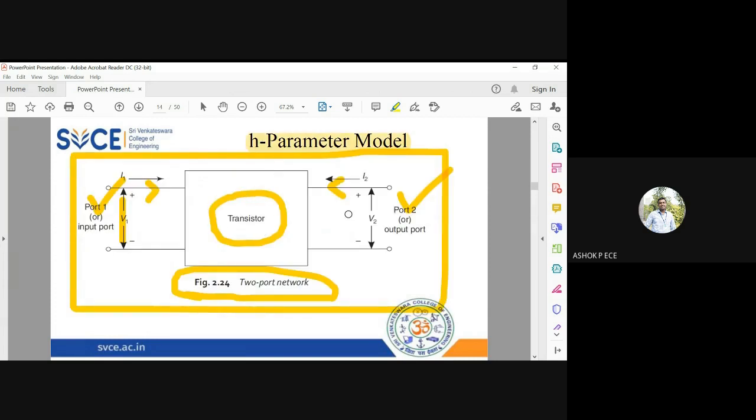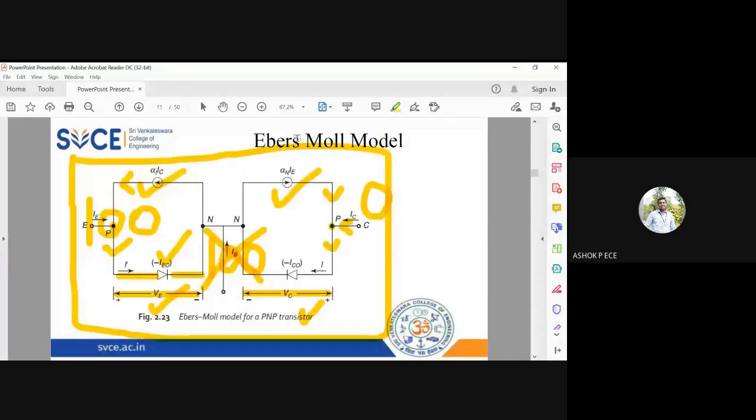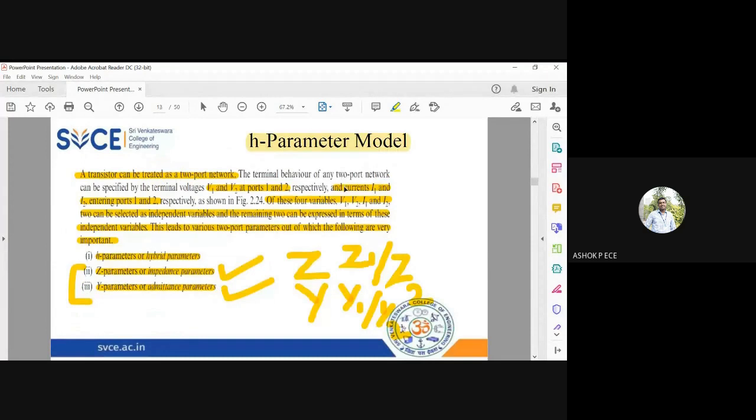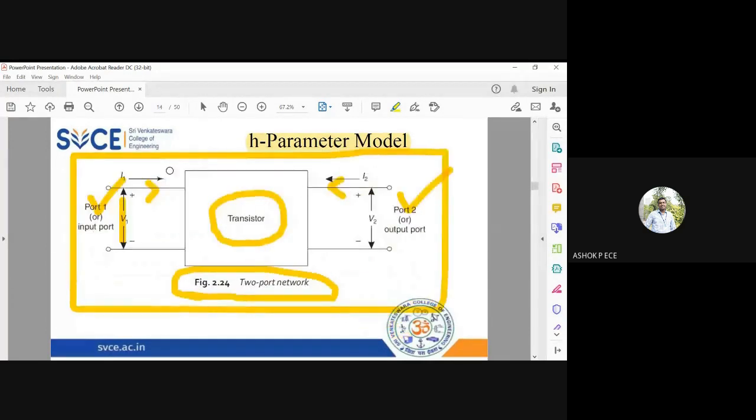So we have seen what the H parameter model is and why it is used. The Ebers-Moll model is going to model your transistor as a parallel connection of diode and current source. But the H parameter model is going to model your same transistor as a two-port network. Network means inside you will have circuits, resistors, inductors, capacitors, all those things will be there. So by analyzing V1, I1, V2, and I2, I am going to model the transistor as a two-port network. Okay. So any doubts you have, please you can put forth now.